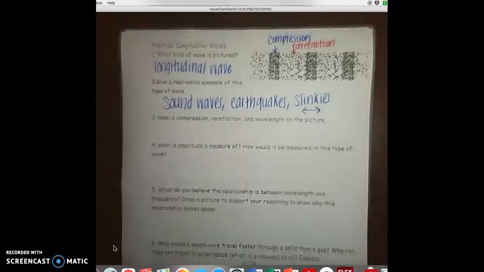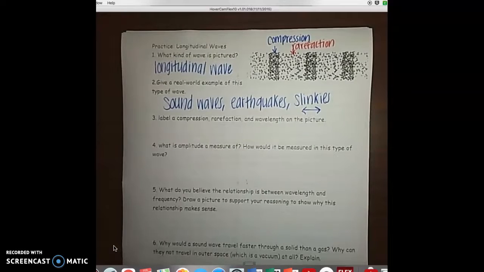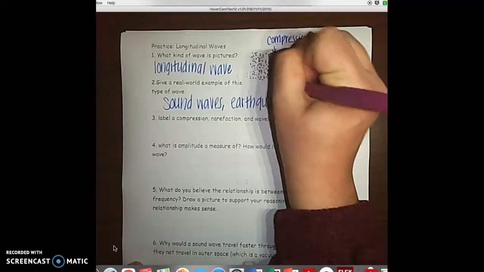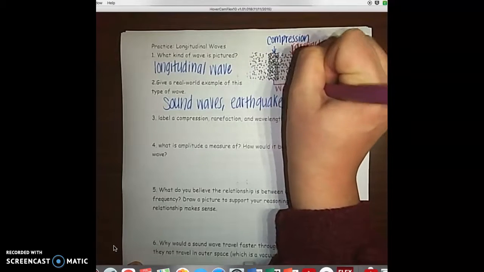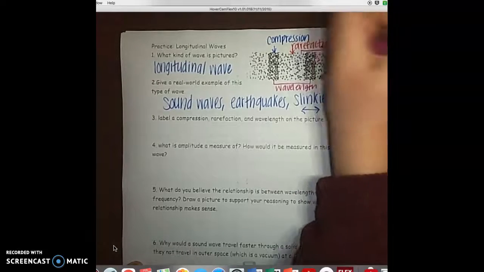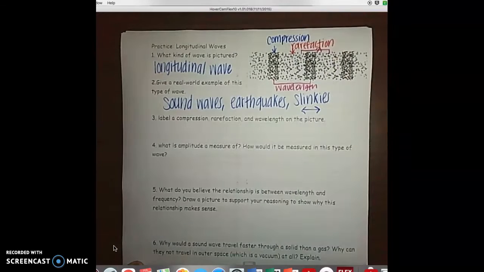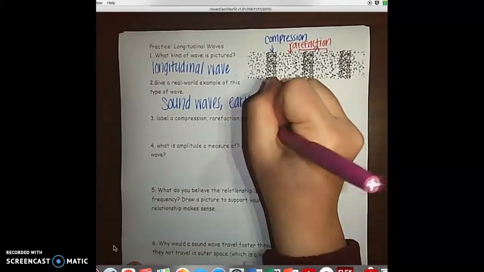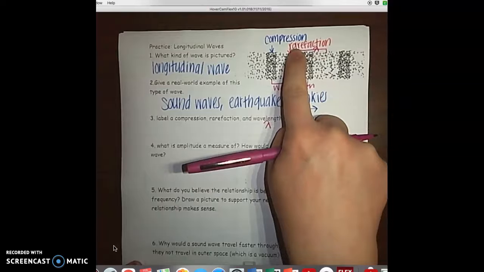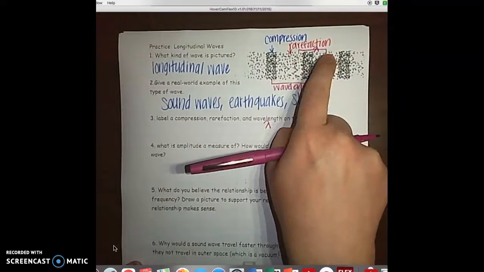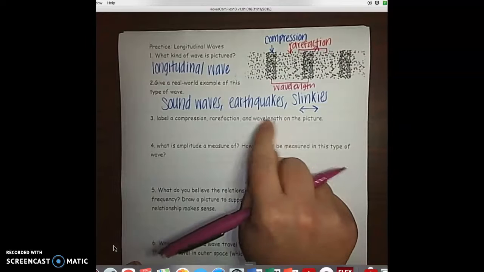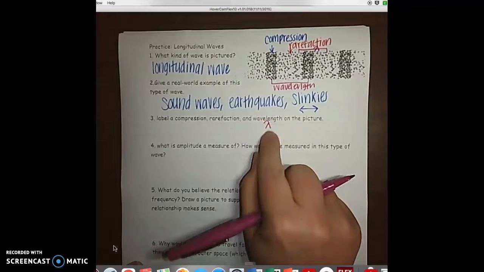And then it says, and wavelength on the picture. So with a longitudinal wave, compression to compression is a wavelength. But we could also measure from rarefaction to rarefaction being a wavelength as well. And remember, I put the little Greek symbol for lambda up here to show the wavelength, because remember, this symbol is what we use to symbolize the word wavelength, and that's lambda.